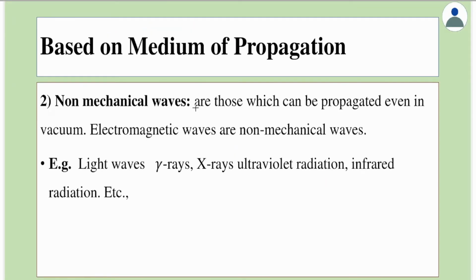The next type is non-mechanical waves. As the name tells us, these are waves which don't require a medium, which means these waves can propagate even in vacuum or free space. Examples of these are electromagnetic waves. The kinds of electromagnetic waves are light waves, gamma rays, X-rays, UV radiation. All these are nothing but part of the electromagnetic spectrum. So those waves which don't require a medium for propagation are called electromagnetic waves.